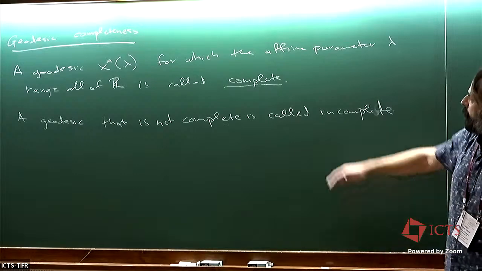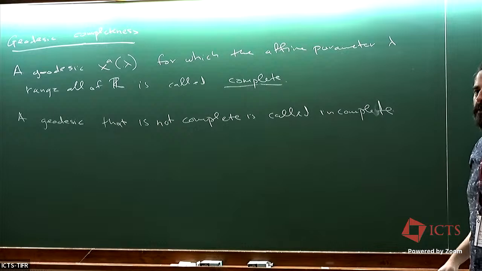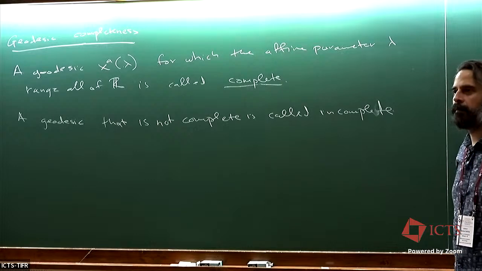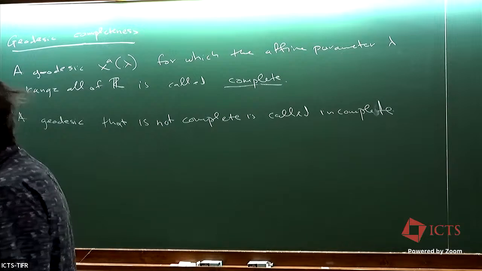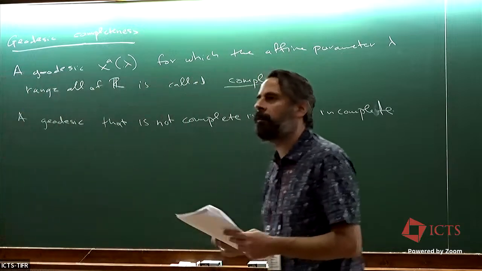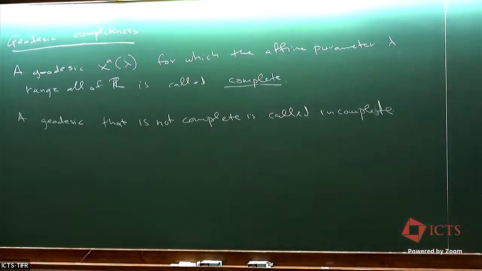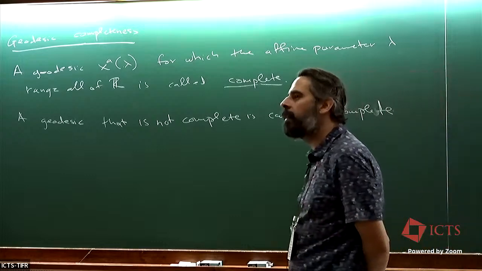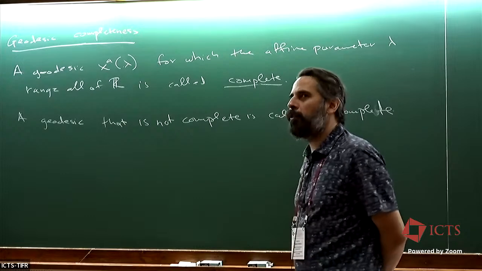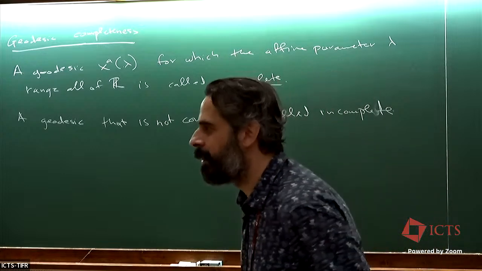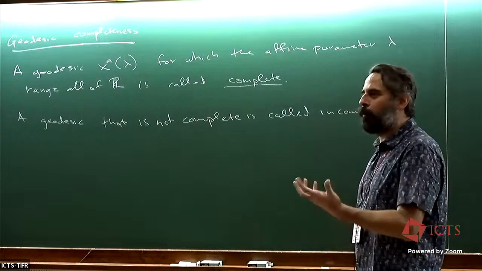Can somebody tell me why I need to say affine parameter here and I just don't say parameter? Sorry? No, it can be any geodesic. But why is affine important in this sentence? Okay, yeah. You're half right. I mean, the reparameterization part is important, right? So what makes an affine parameter affine?